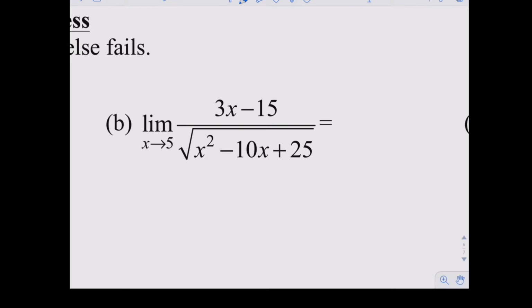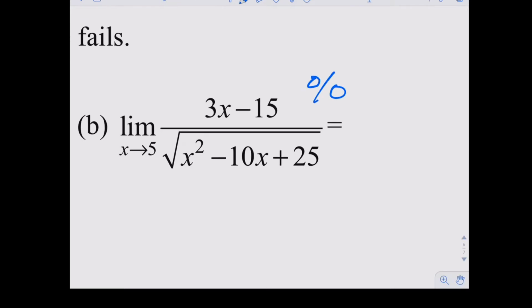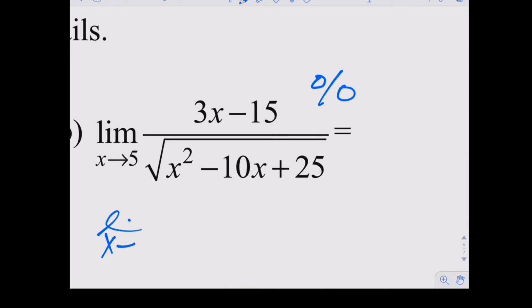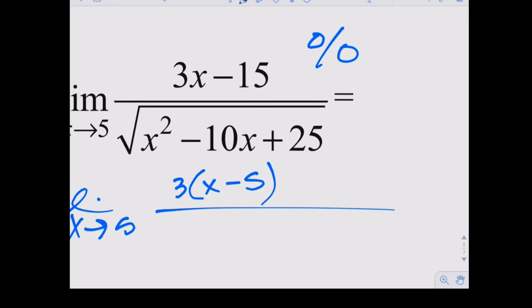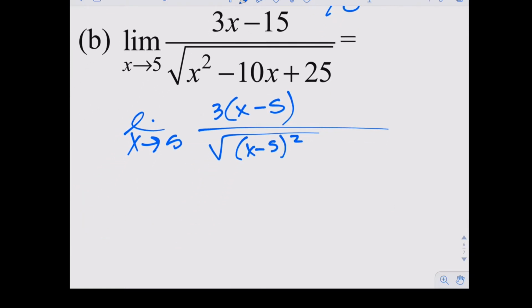Any other ideas? Yeah, absolutely. That method that we just explored kind of led us to the realization that the denominator under the radical actually factors, and it factors into x minus 5 times x minus 5, or x minus 5 squared. But now if I plug in, I still get 0 over 0. Schmuckers.